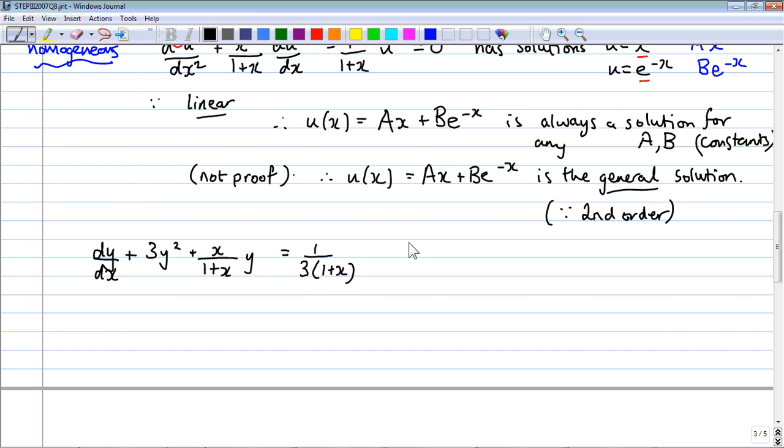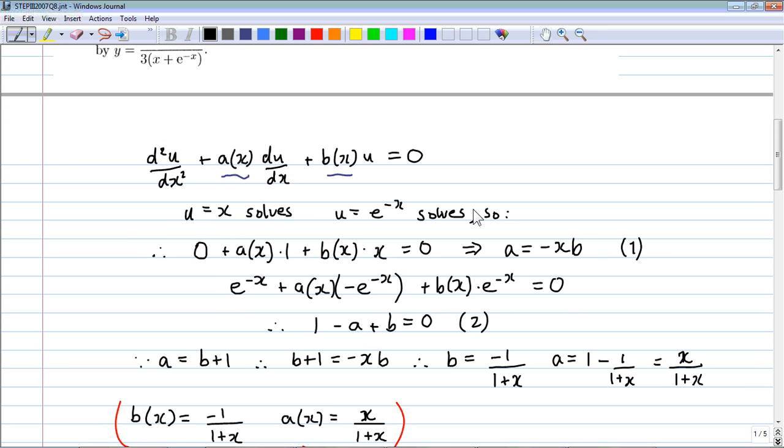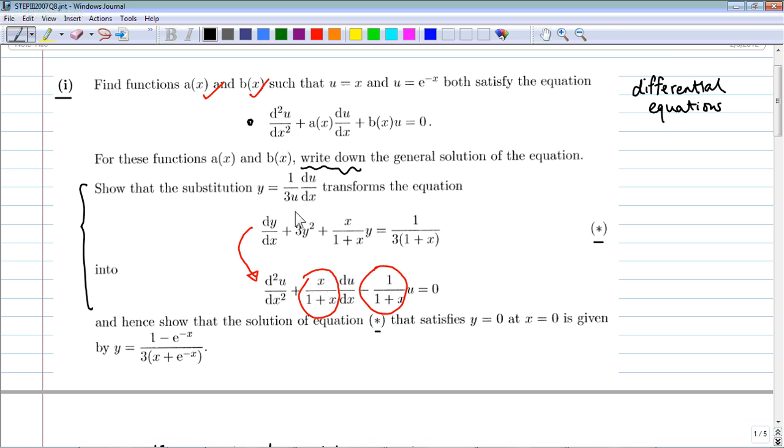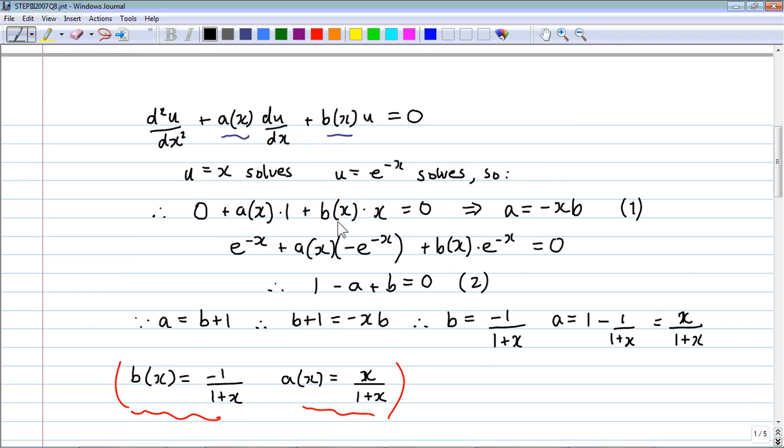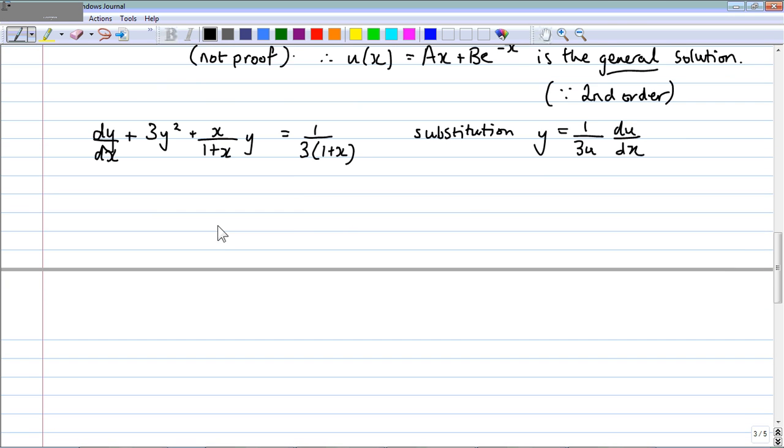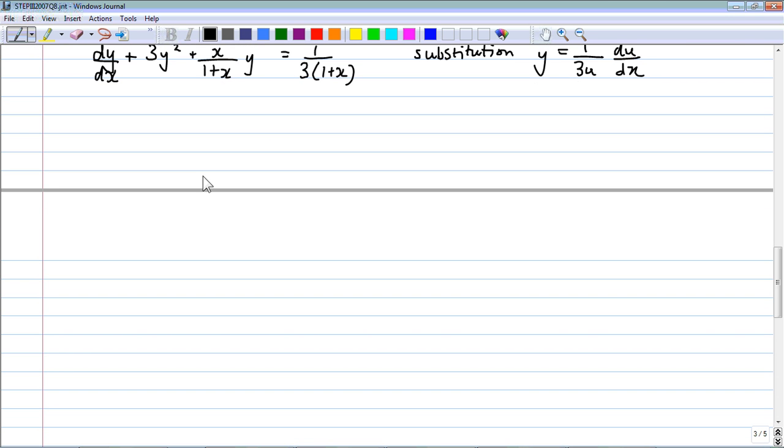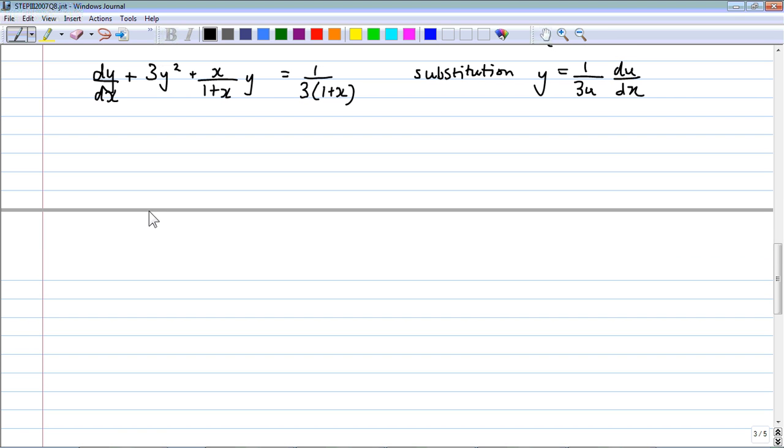Okay, and we're told to apply the substitution y equals 1 over 3u times du by dx. Let's just double check that. y equals 1 over 3u times du by dx. So we're going to apply the substitution and create a new differential equation, and hopefully it has the right form.